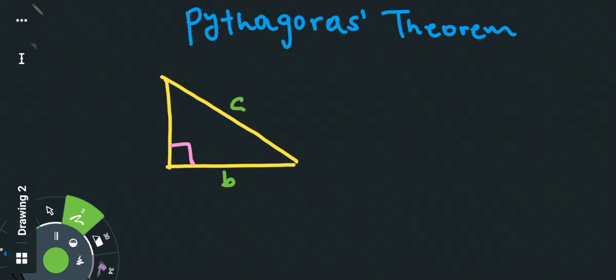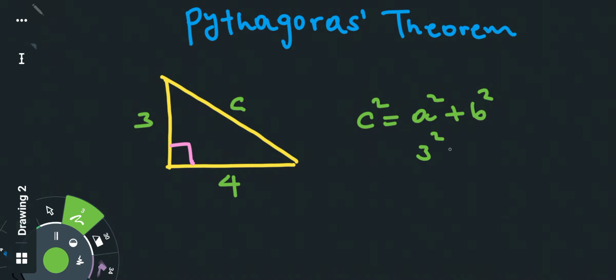So let's say this side is 3 and this side is 4. So in order to find C or the hypotenuse inside ለመፈለግ ምን እናደርጋለን ማለት ነው? C square is equals to A square plus B square. Since A is 3 square plus 4 square. 3 square is 9 plus 4 square is 16.